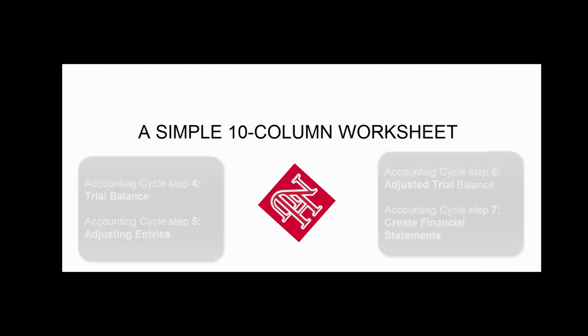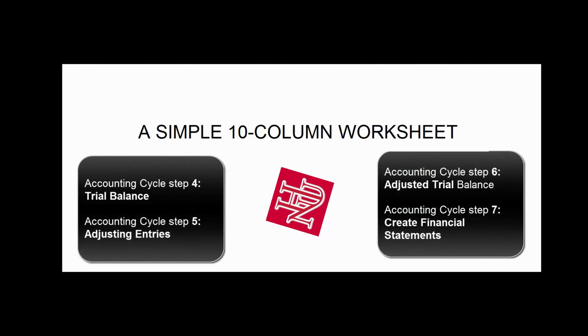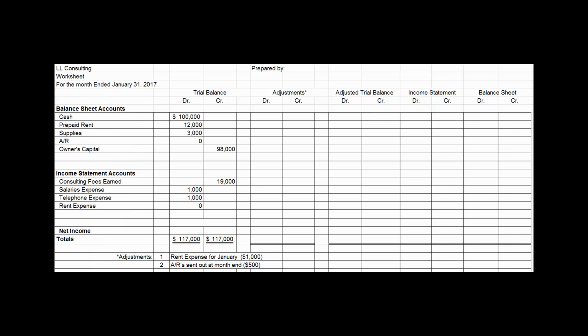So a 10-column worksheet puts steps 4, 5, 6, and 7 on one page. And when I learned accounting a million years ago, I'd ride my dinosaur to school and we would do 10-column worksheets all day long. We've become more sophisticated since then, but we still talk about them once in a while because they are a good tool and a good way to learn how steps 4, 5, 6, and 7 all work together. So let's do a real simple 10-column worksheet so you get a feel for what we're talking about.